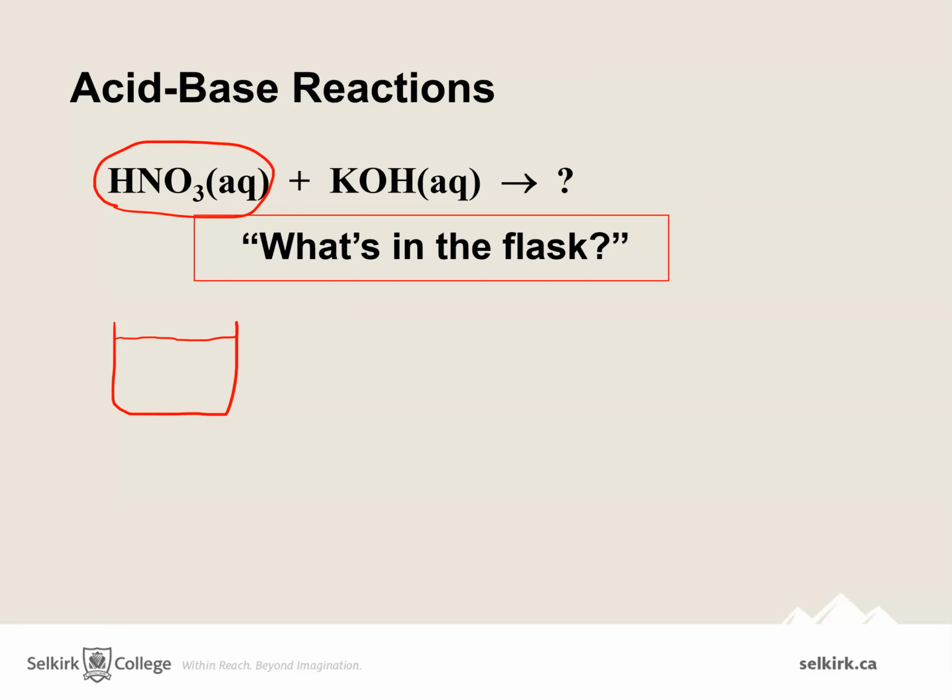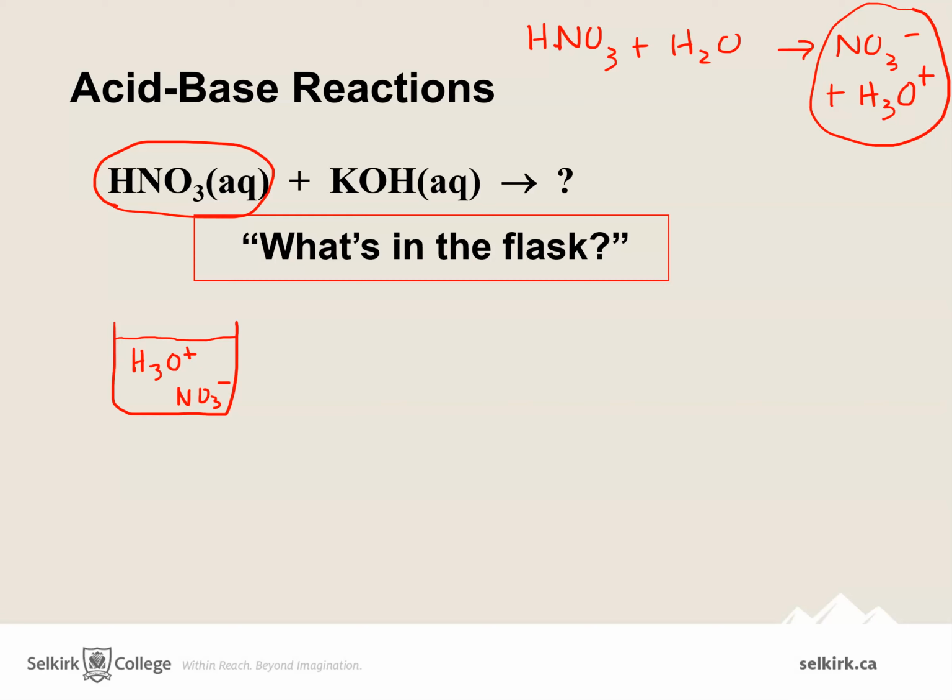And what do strong acids do? They react completely with water to make hydronium ions and nitrate ions. That's what's really swimming around in the flask. Now, if you wanted to reassure yourself by writing off in the corner somewhere that nitric acid plus water gives nitrate ions and hydronium ions, you could do that. That's where I get the hydronium and the nitrate from.